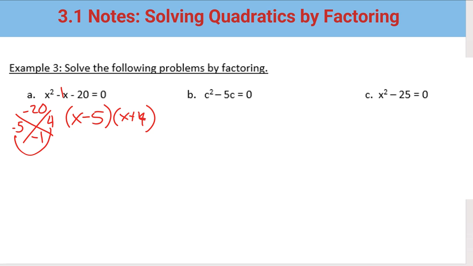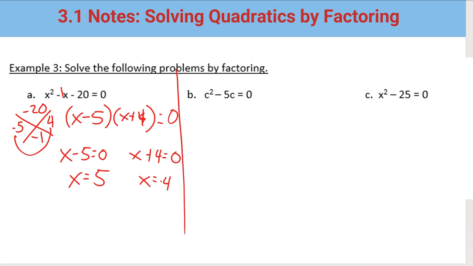Okay, this is a 4. And these have to equal 0, right? So now I'm going to split. X minus 5 equals 0, or x plus 4 equals 0. So when I solve these out, I have x equals 5 and x equals -4.